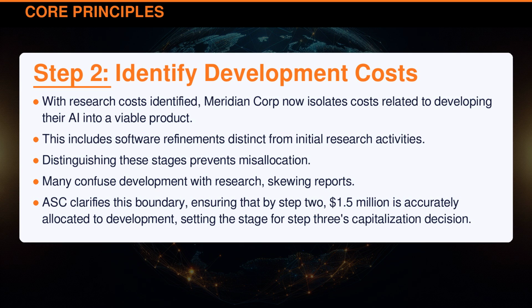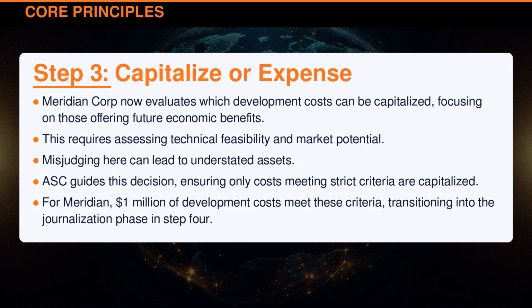Distinguishing these stages prevents misallocation. Many confuse development with research, skewing reports. ASC clarifies this boundary, ensuring that by step 2, $1.5 million is accurately allocated to development, setting the stage for step 3's capitalization decision.